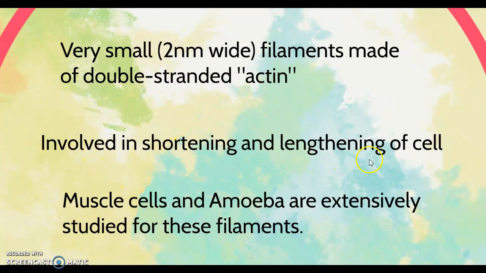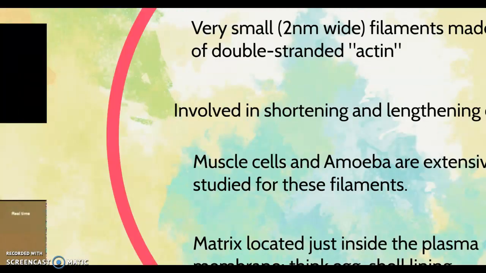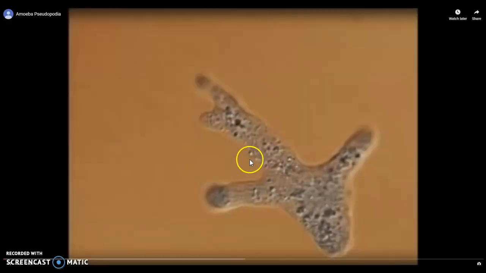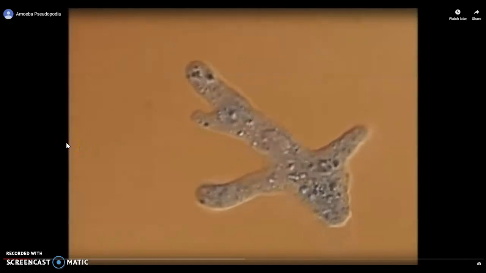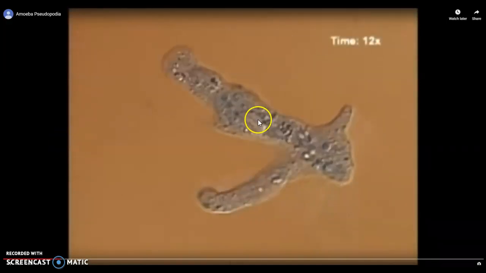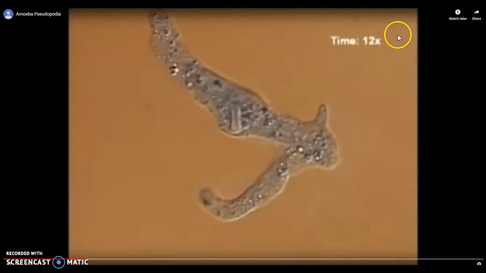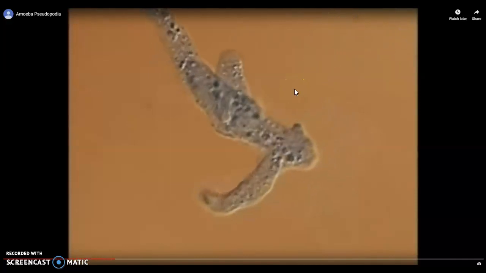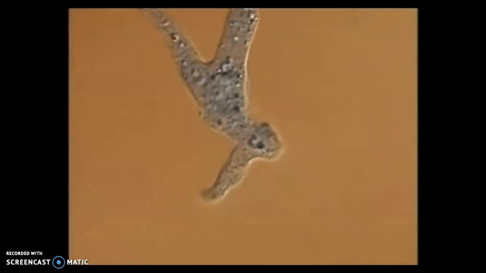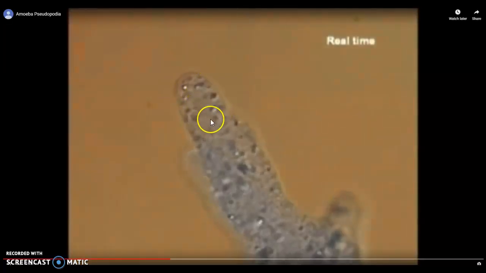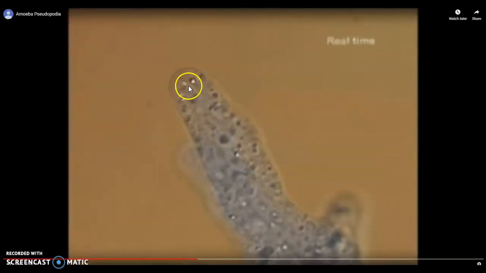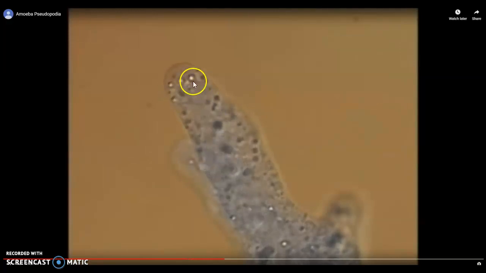They're involved in the shortening and lengthening of cells. That's what we know about them. And muscle cells, which need to contract and lengthen, and amoeba are used extensively for these things. So here's what an amoeba looks like as it moves through a system. So here's that little amoeba cruising along, at sped up pace here, but an amoeba is like a little blob, a single-celled organism, and it moves by actually oozing these little microfilaments and pushing them against the cell membrane from the inside.